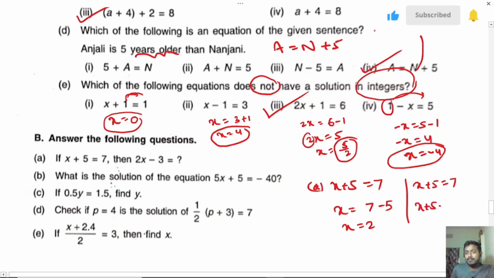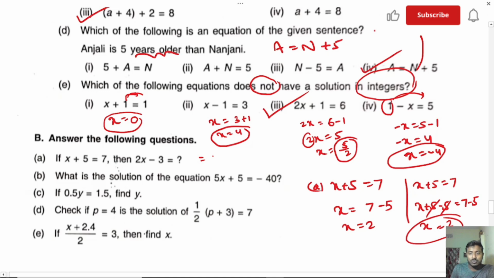Or you can solve x plus 5 equal to 7: x plus 5 minus 5 equal to 7 minus 5. So the 5 cancels, that is 2. Now put the value. So 2 into x equal to 2 minus 3. 2 twos are 4, minus 3, that is 1. Clear? Next.